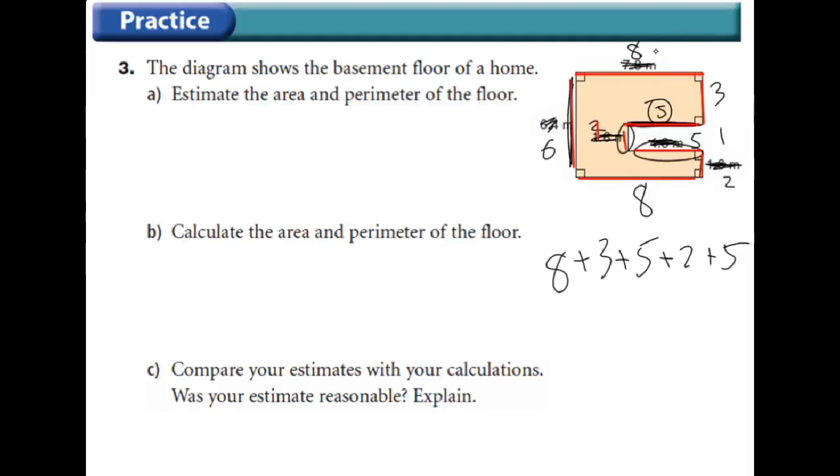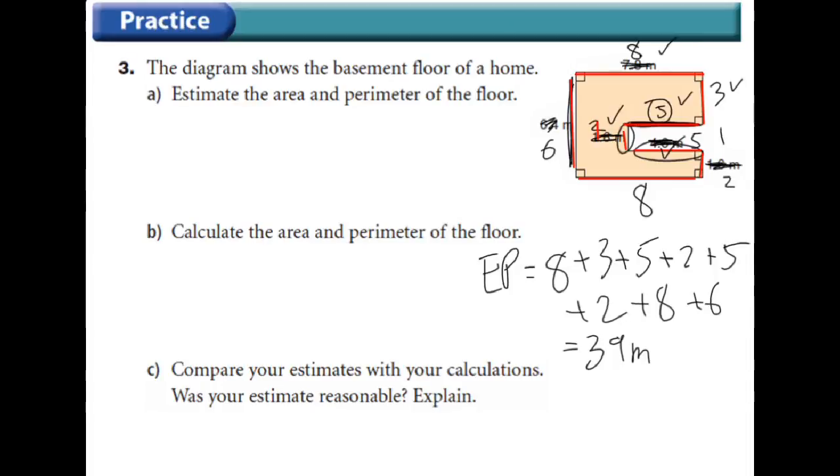So I did this one here, 8, 3, 5, 2, 5. Now I'm down back to this 2, plus this 8, and plus this 6. This is my estimation of perimeter. So 11, 16, 17, 18, 19, 20, 23, 24, 25, 35, and 4, so 39. I'm estimating around 39 meters.